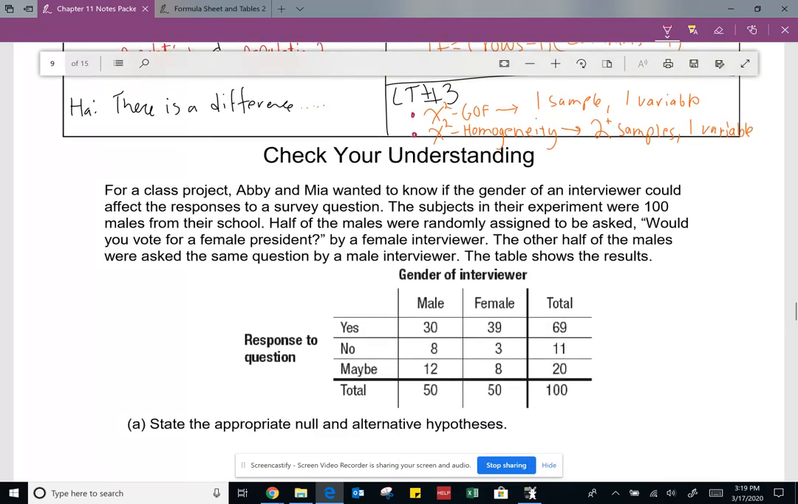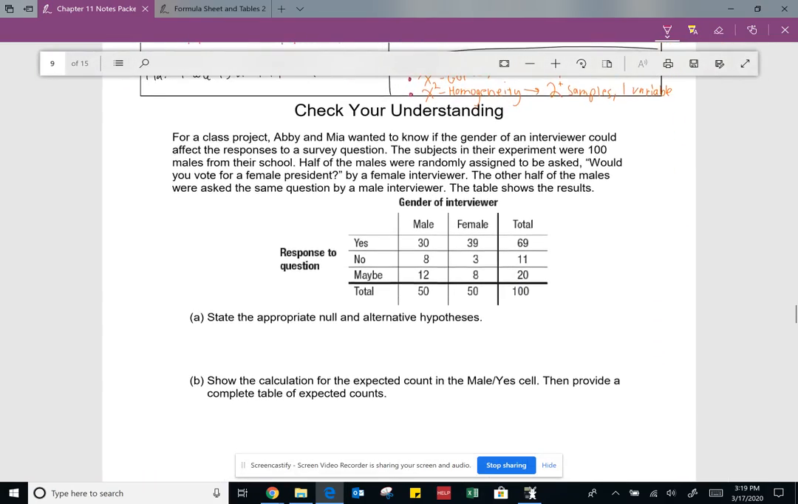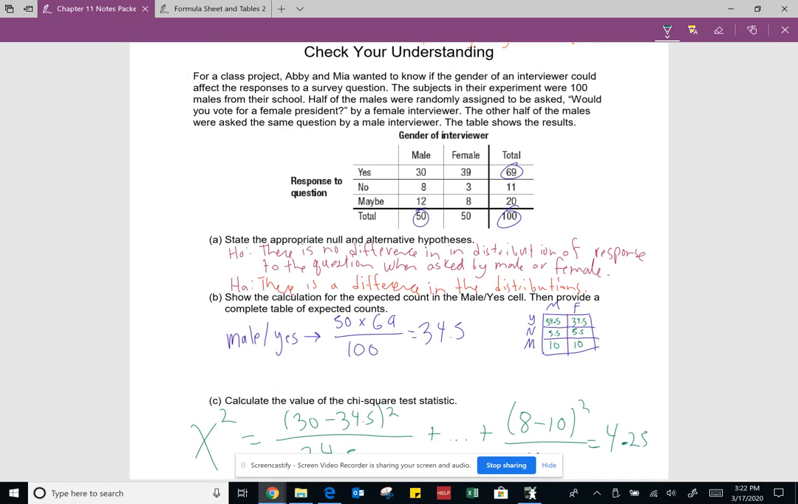So what I want you to do now is pause the video here and work through this check your understanding. Okay, so the first thing we want to do is state the appropriate null and alternative hypotheses. Our Ho would be there is no difference in the distribution of response to the question when asked by male or female, where our Ha is there is a difference in the distributions. And notice I really added a lot of context into my Ho. And then for my Ha, I can keep that kind of vague, save myself time.